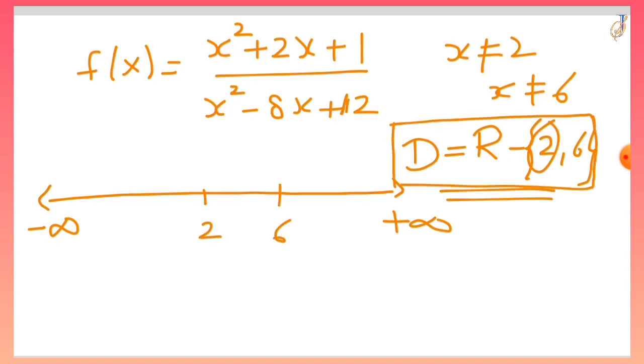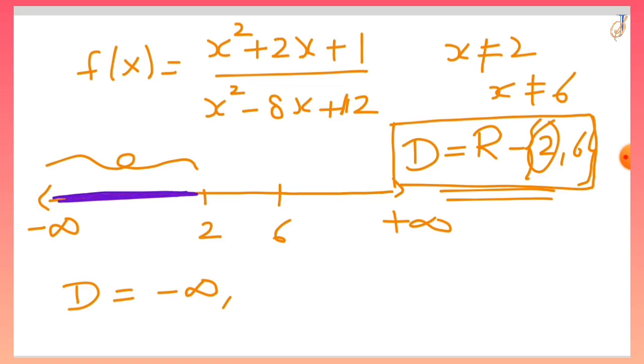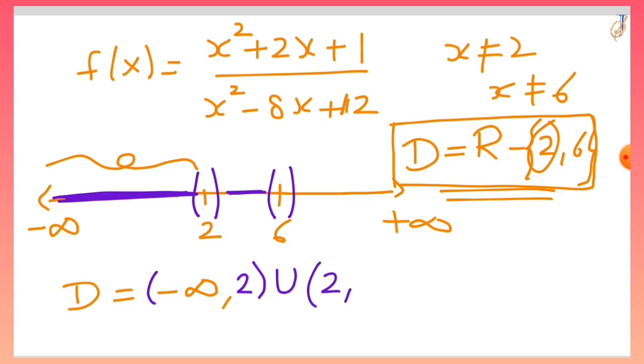In interval notation, we can represent the domain as: take minus infinity to 2. We are not taking 2 itself, we are taking only the interval minus infinity to 2. We are not taking exactly 2 and 6. We are taking the interval between 2 comma 6, union, again we are taking 6 to infinity. So this is the interval notation for this function.